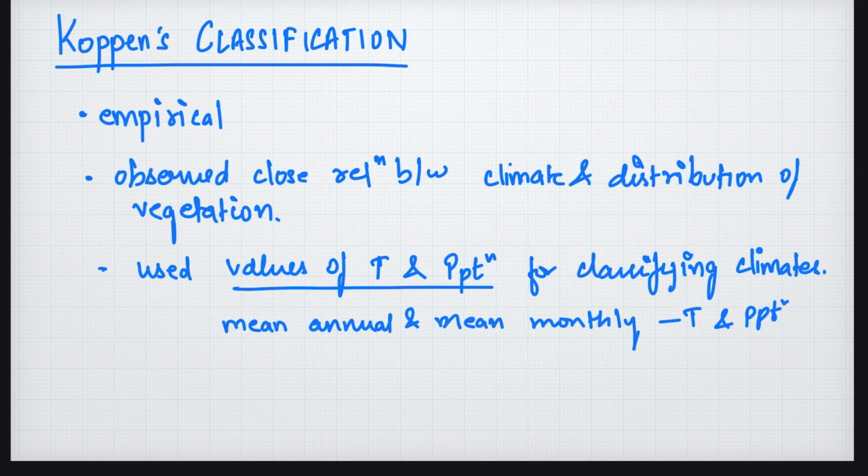Now let us come to Köppen's classification of climates. It is an empirical type of classification. Köppen observed a close relationship between climate and distribution of vegetation. He used values of temperature and precipitation for classification of climates. He used the data of mean annual and mean monthly temperature and precipitation, to distribute the world into different climatic zones.